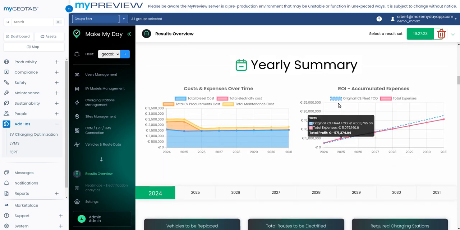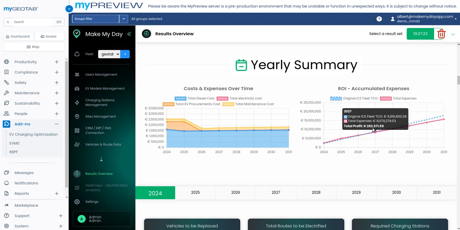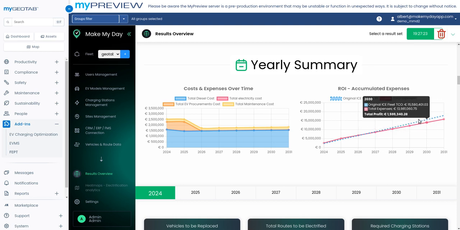For example, if we look at the ROI and the total cost of ownership, we can see that this is the expected operation of the ICE fleet. So we can see that at the beginning it's going below the electric vehicles, but we reach break even somewhere between 2026 and 2027, and from this point the ICE vehicles are more expensive than operating the new fleet with electric vehicles.